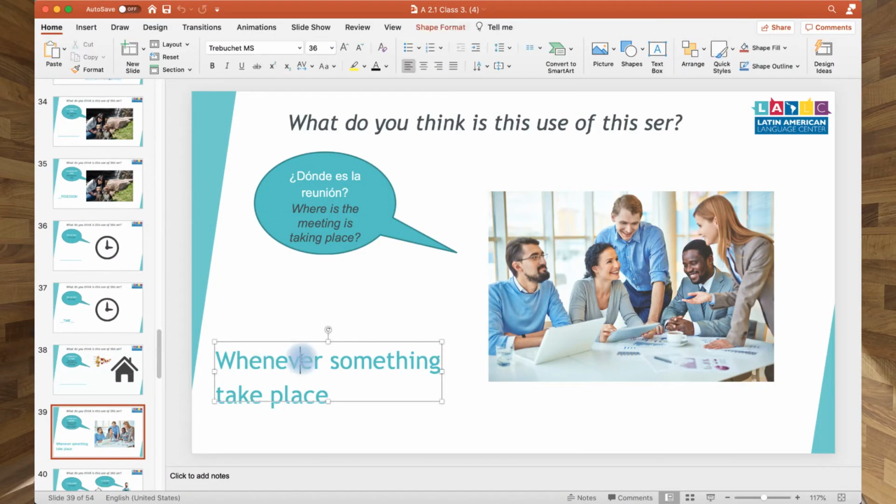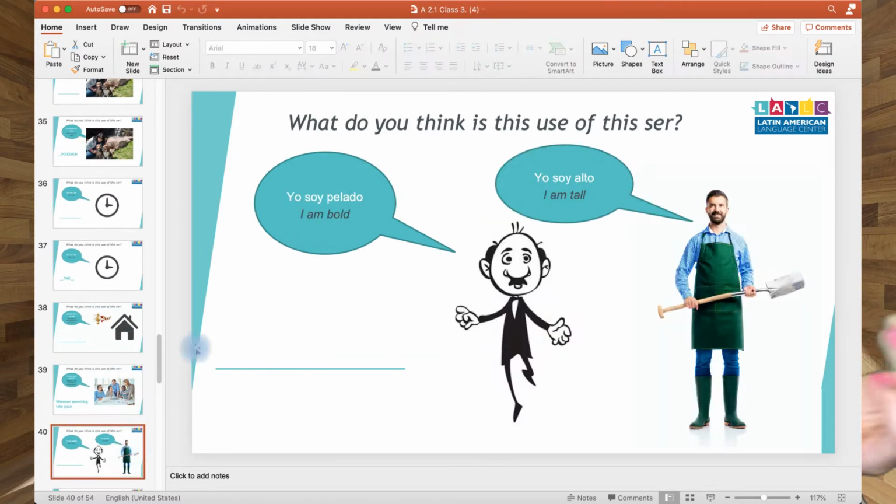Whenever an event is taking place somewhere, that taking place has to be translated as ser. Okay, and you will see why this is important when we see estar. So whenever something is taking place, or an event generally. For example, where is the meeting? ¿Dónde está la reunión? La reunión es en el centro. It's like it's taking place downtown, for example.